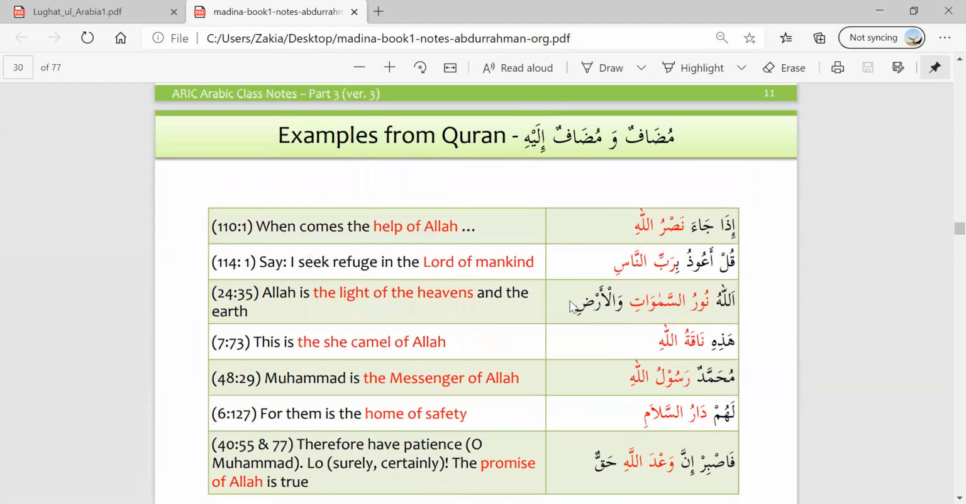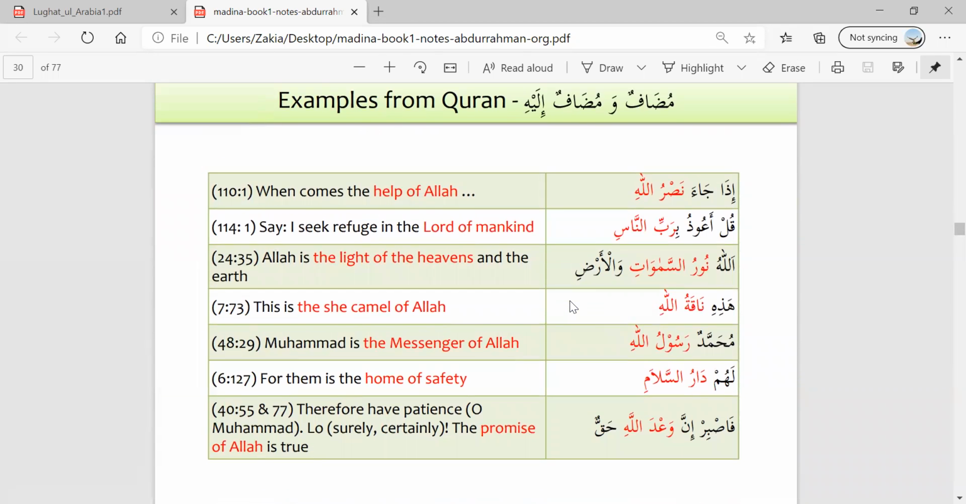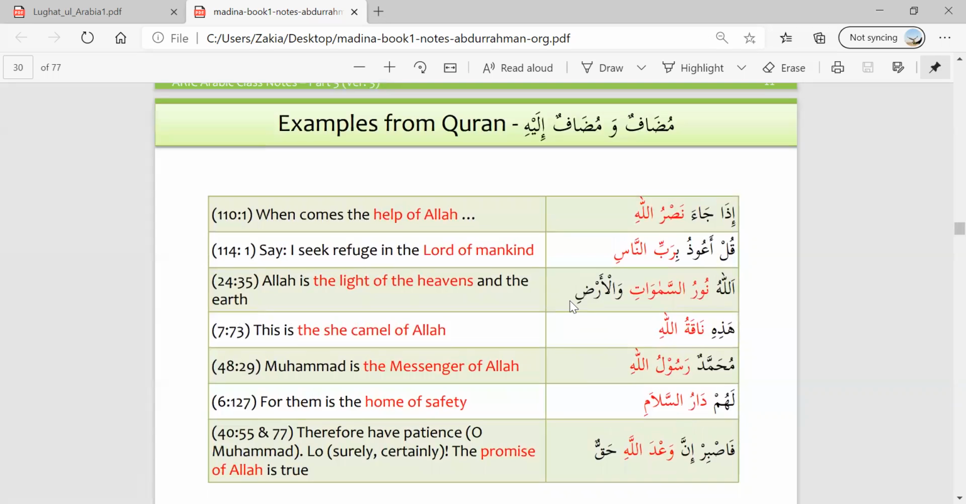Example of mudaf and mudaf ilay in the Quran. Okay, here we say إِذَا جَاءَ نَصْرُ اللَّهِ. Okay, when comes the help of Allah? Okay, قُلْ أَعُوذُ بِرَبِّ النَّاسِ. Here, we already have spoken about the mudaf not having al or taking tanween, and this is all in red.